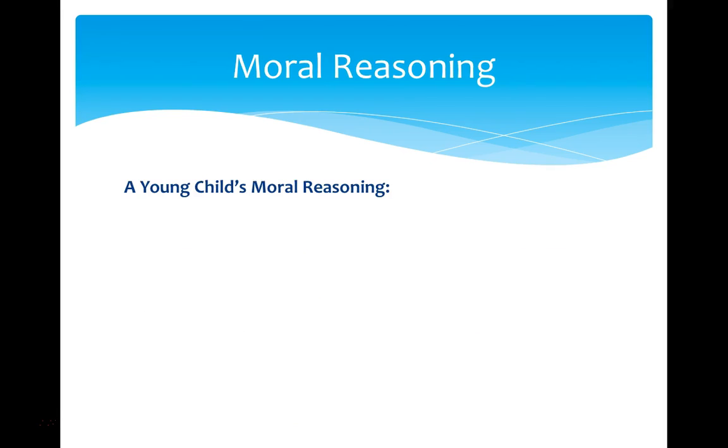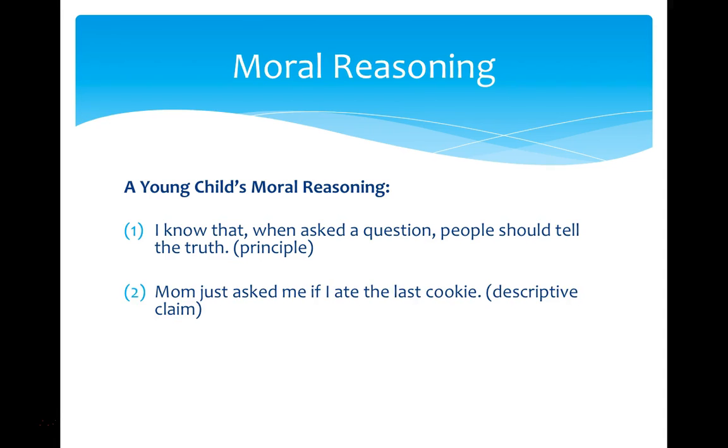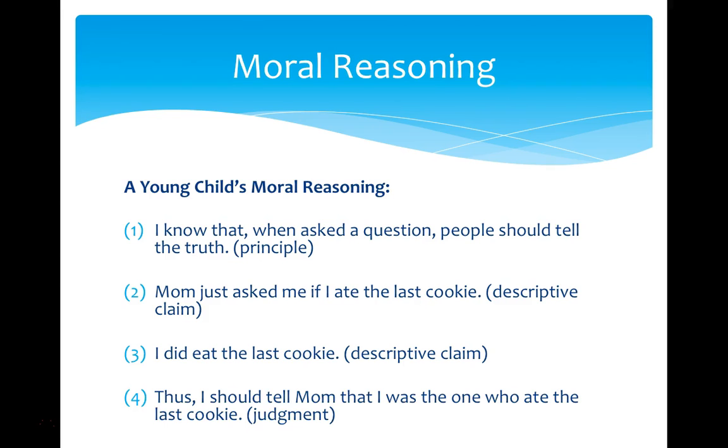So, we see a similar formula of reasoning in a young child's moral reasoning. So, for example, we begin with the young child's principle that they know that when asked a question, people should tell the truth. This is the principle. And then here are two descriptive claims to tie that principle to the world. Mom just asked me if I ate the last cookie. Descriptive claim. Another descriptive claim, I did eat the last cookie. So, when we put these together, we end up at the judgment, so I should tell Mom that I was the one who ate the last cookie.